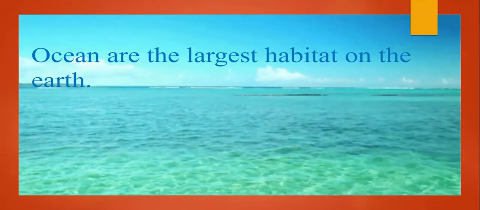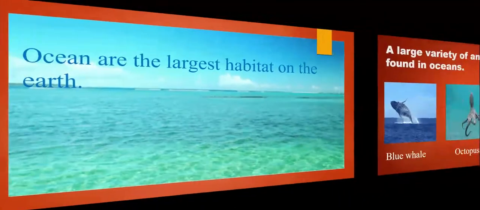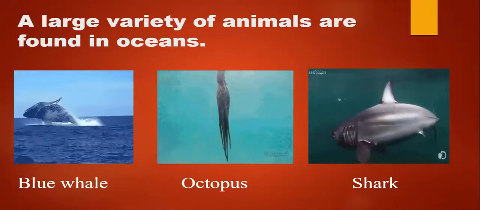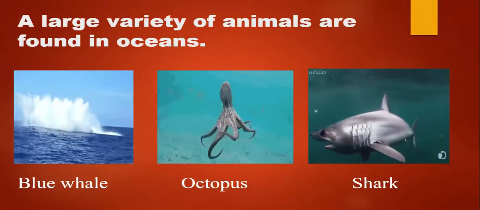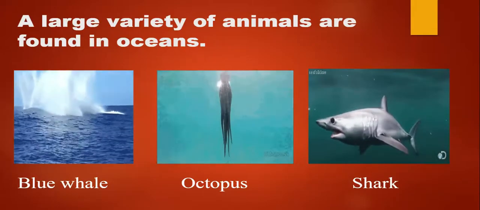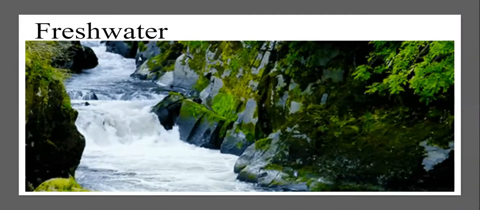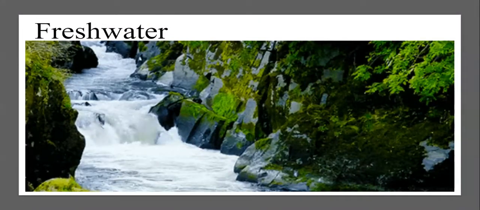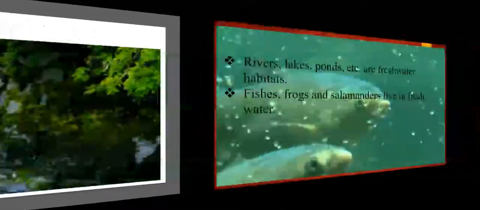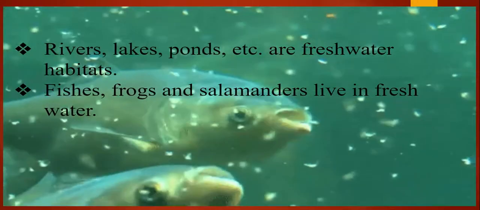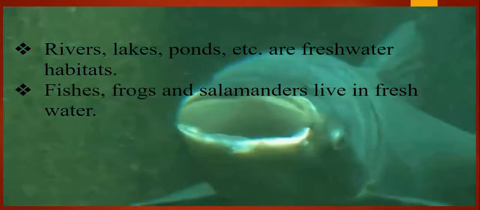Now, moving to the next habitat, which is oceans. Children, oceans are the largest habitat on Earth. A large variety of animals are found in oceans, for example, blue whale, octopus, and shark, as you can see in the picture. Dear children, the last habitat which we will discuss today is fresh water. It includes rivers, lakes, and ponds. Fishes, frogs, and salamanders live in fresh water.